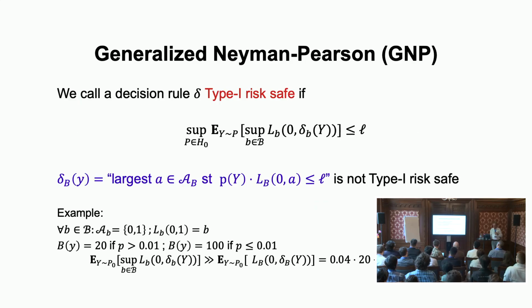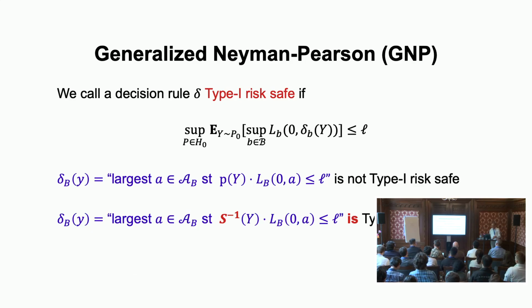Just to tell you that we say a decision rule is type 1 risk safe. Now we have a loss function with a subscript b. The b determines what the actual loss is, and it can depend on the data. What we want is that the expectation of the loss, where you maximize b over all choices of the loss function inside the expectation, so you get the worst-case b, which depends on the data, is bounded by L.